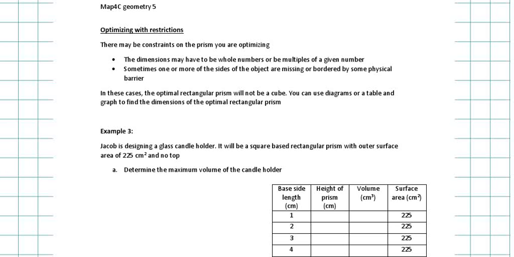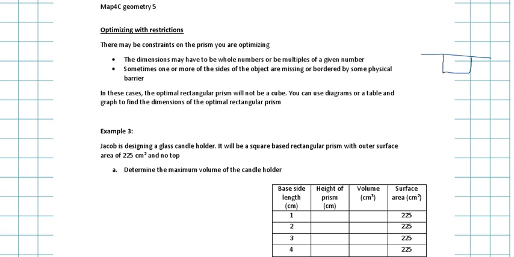So the constraints may be that the dimensions may have to be whole numbers or be multiples of a given number, or sometimes one or more of the sides of the object are missing or bordered by some physical barrier. Do you guys remember yesterday making the garden? We had the house, and one of the sides of the house was part of the garden. So we had the restriction that we don't want to fence the fourth side. In these cases, the optimal rectangular prism will not be a cube, okay?